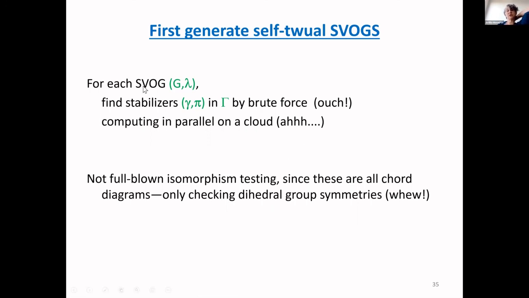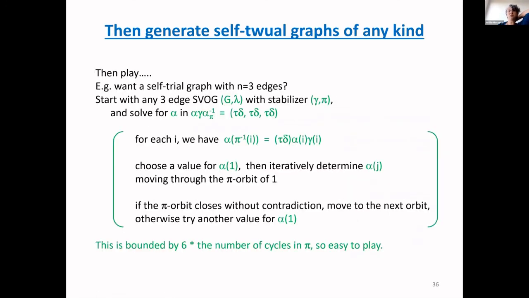For each of those single vertex graphs, you find the stabilizers, and then you play. This was way fun. So you want a self-trial graph with 3 edges? No problem. You start with any 3-edge single vertex ribbon graphs, find a stabilizer, and then solve for A. Solving for that A is iterative, and it's bounded by 6 times the number of cycles in the permutation. So that comes pretty fast.